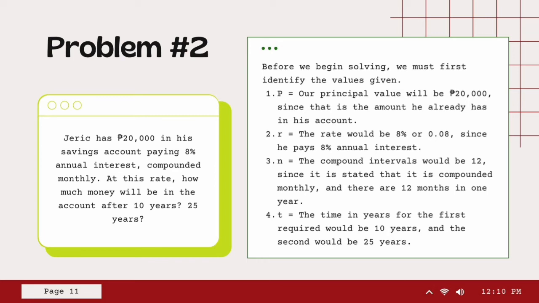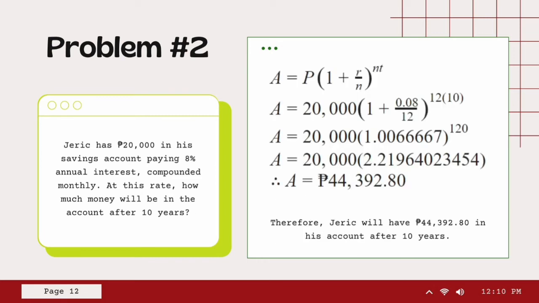N. The compound intervals will be 12, since it is stated that it is compounded monthly and there are 12 months in 1 year. T. The time in years for the first requirement would be 10 years, and the second would be 25. Let us start with the first requirement, which is the future value of the account in 10 years. Our formula would be A equals P times quantity 1 plus R over N to the power of NT.